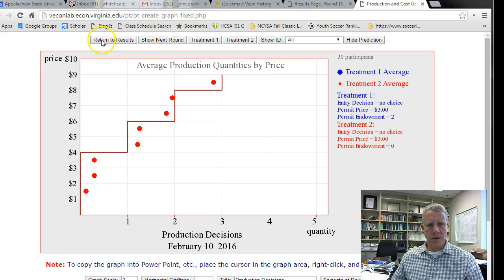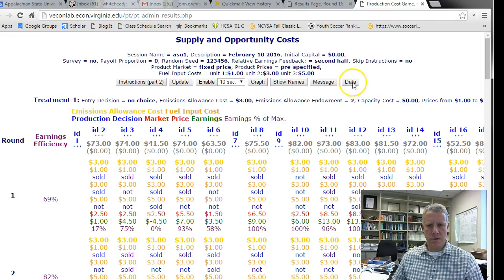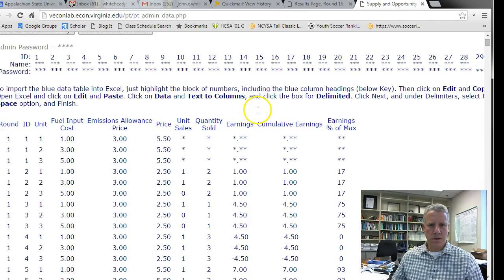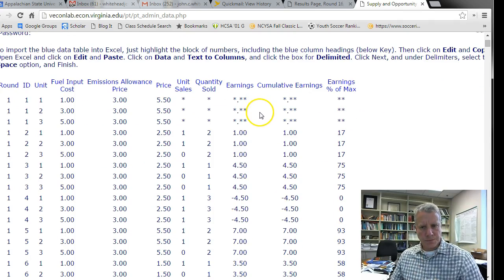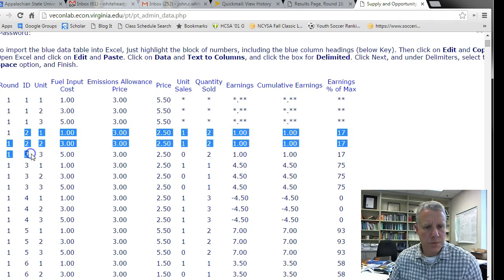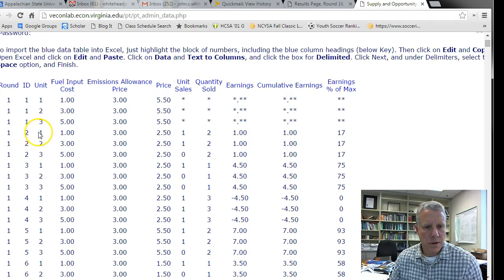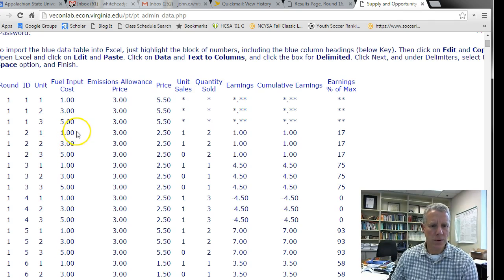All right, so now let's go back to the results and let's look at the data. Here the data is laid out in each round. We've got your ID number and the unit that you could have sold, 1, 2, and 3. Fuel input cost for 1, 2, and 3 is 1, 3, and 5. The emissions allowance price is 3, 3, and 3. It stays the same.